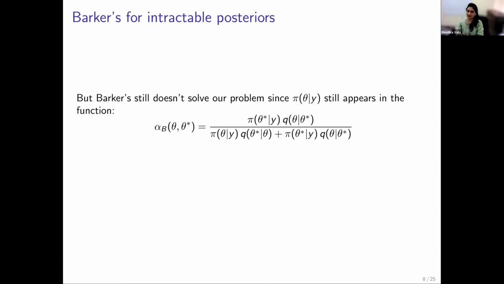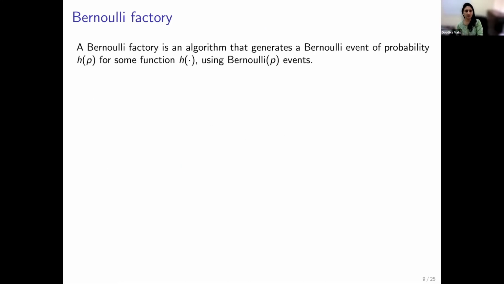However, if I want to use, let's say, Barker's for this intractable posterior, it still doesn't help us because eta is still very much there. That means we still can't really evaluate alpha B. So why is Barker's going to be any more helpful than Metropolis-Hastings? Well, the reason is, and this comes from the third leg of the things in the title, which is the Bernoulli factory. What's going to help us actually implement an MCMC algorithm without needing to evaluate alpha is the use of what is called a Bernoulli factory. So let me segue into Bernoulli factories, and I'll come back to MCMC. So what is a Bernoulli factory?